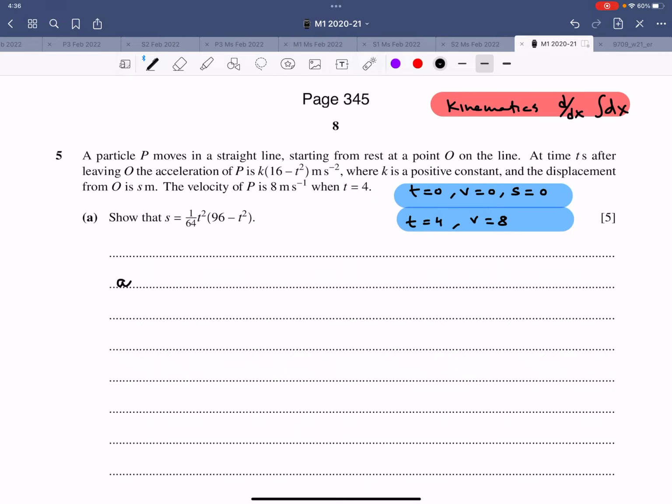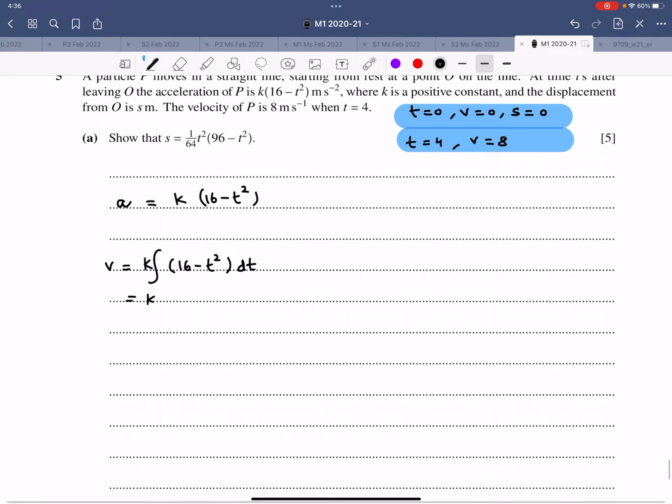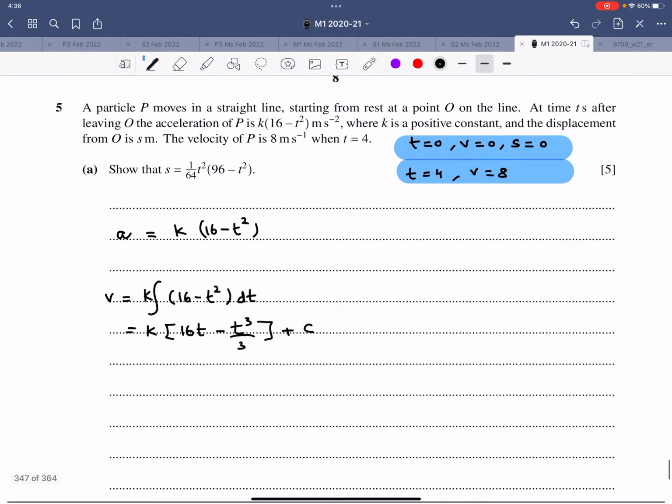Acceleration is k(16 minus t square). That's the first thing. Velocity is the integral of this equation, 16 minus t square dt. That gives k(16t minus t cube over 3 plus c). That is the first part. I'm not multiplying k right now, I'll do that at the end.